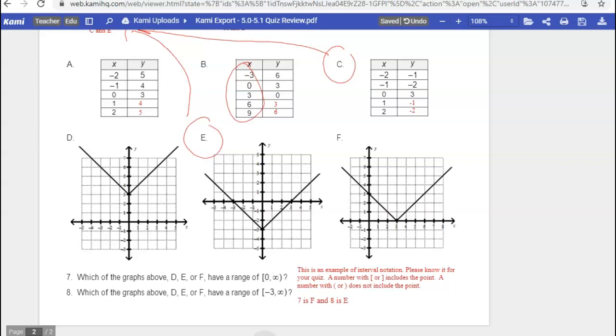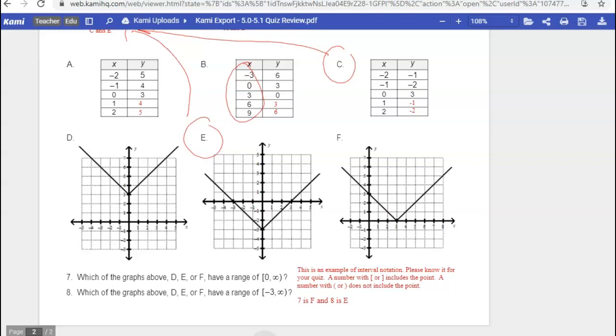The reason why is kind of a weird one. When you have infinity, that's what that sideways 8 is, that parenthesis means that infinity is a concept and not a number. So you never know what that number actually is. So you can't include that point because infinity just goes on and on and on forever. So just kind of one of those weird things that when you do have infinity, you put a parenthesis around it instead of a bracket.